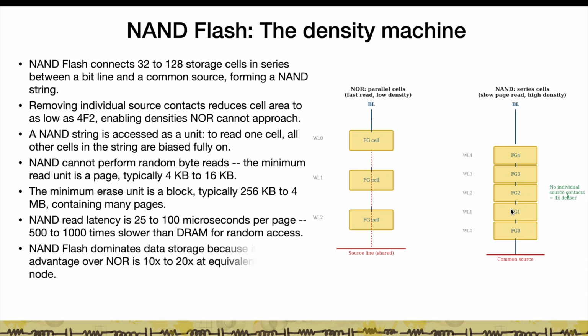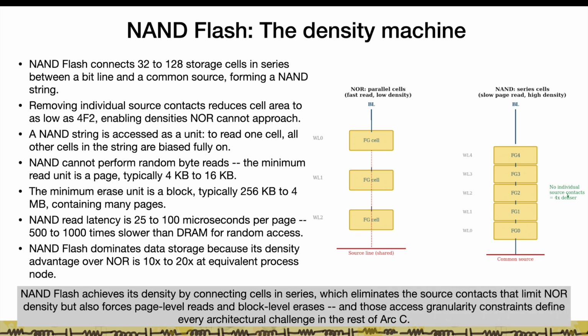But the series topology comes at a cost. To read any one cell in the string, every other cell must be biased into its fully on state so that it doesn't impede the current through the string. You can't read a single cell in isolation. You have to read an entire page, typically 4 to 16 kilobytes, in a single operation. You can't erase a single page, you have to erase an entire block, typically 256 kilobytes to 4 megabytes.